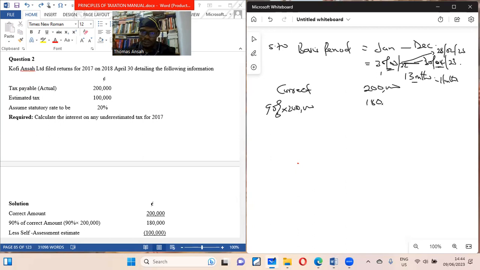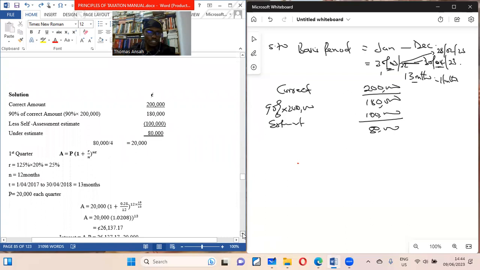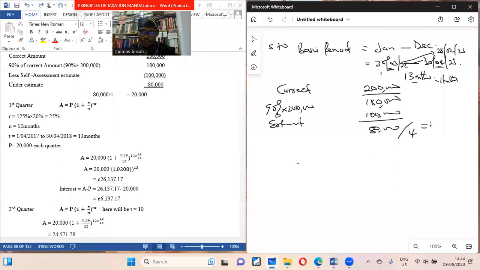Good. But how much did he estimate? Estimation is how much? 100,000. So it means that the underpayment is 80,000. All right. Now we know that entities are supposed to pay tax by installment. So you divide this by 4, which means every quarter is supposed to pay 20,000. And that is what you see here.